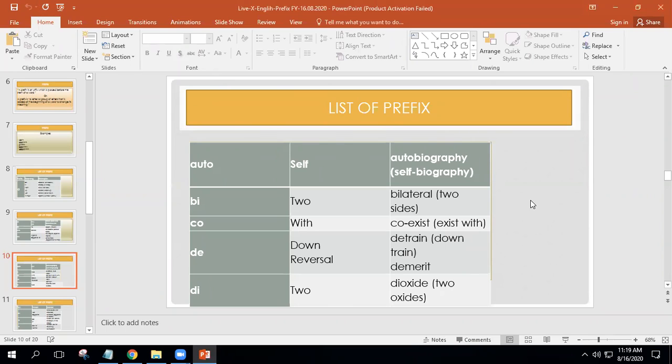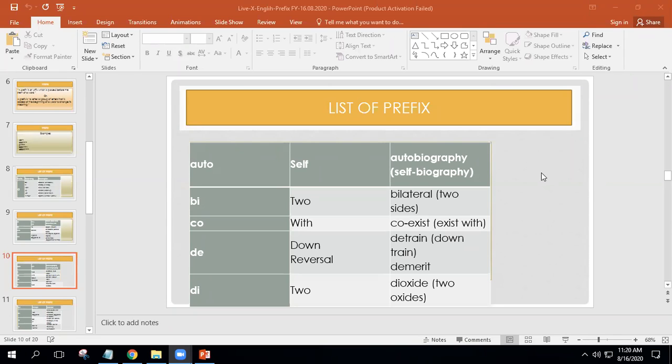Next, bi. Bi means two. When you say bilateral, that is two sides. You are acquainted with this term. Next, co. Co means with. When you say coexist, that means two things exist together. Next, de. De means down or reversal. Examples are detrain, that means down train. Then demerit means reversal of merit, that is disadvantage.